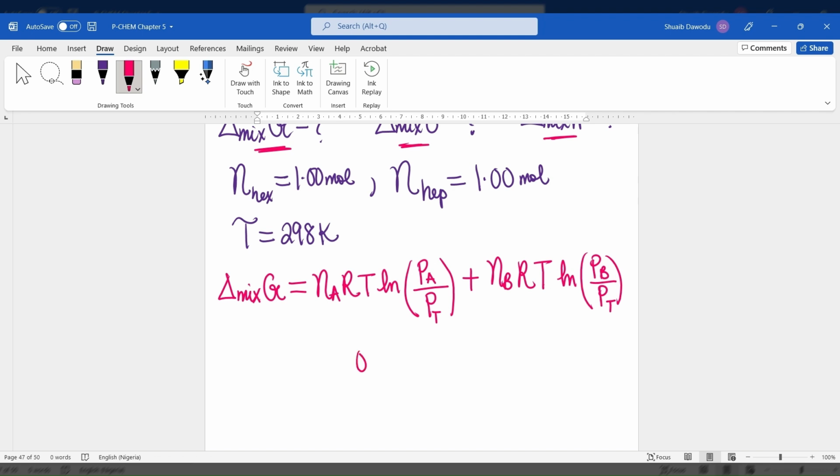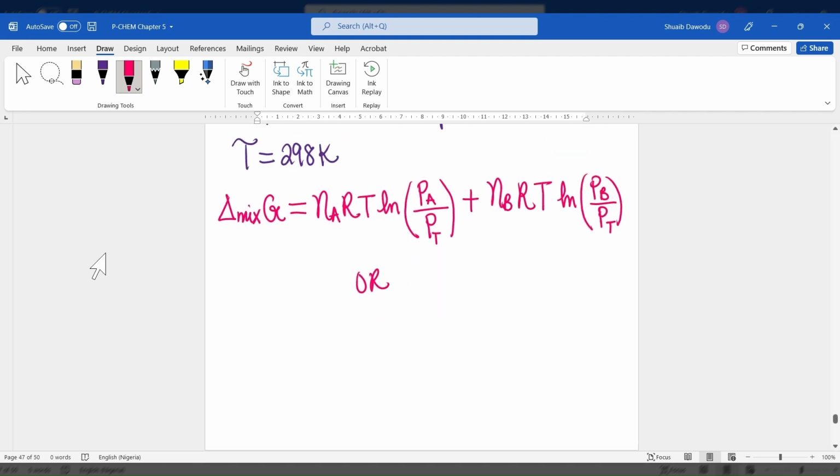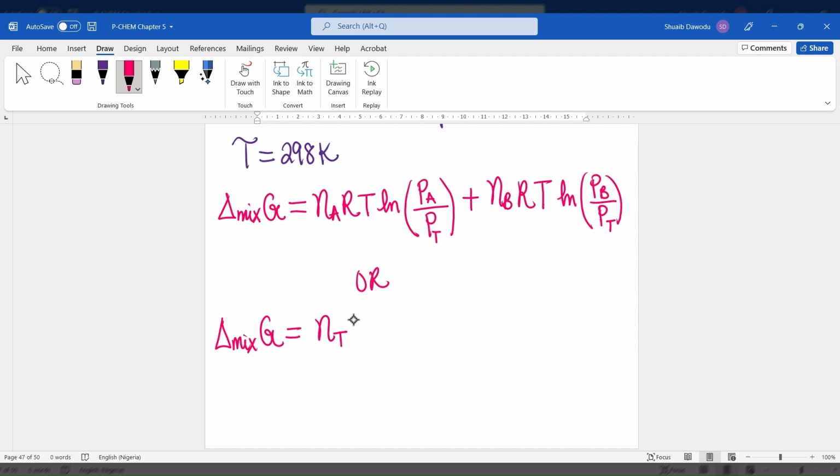Then you have the second formula, given to us in the textbook, and I'm going to explain when to use each formula. The change in Gibbs energy of mixing is equal to N sub T, the total number of moles, multiplied by R, the gas constant, multiplied by T, multiplied by the bracket X sub A ln X sub A plus X sub B ln X sub B, close brackets.